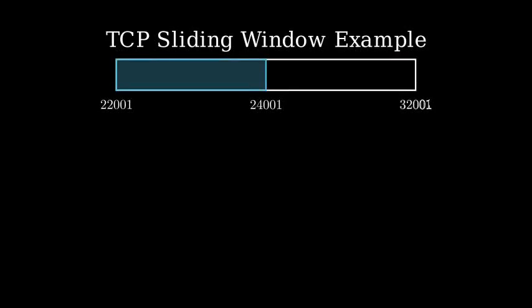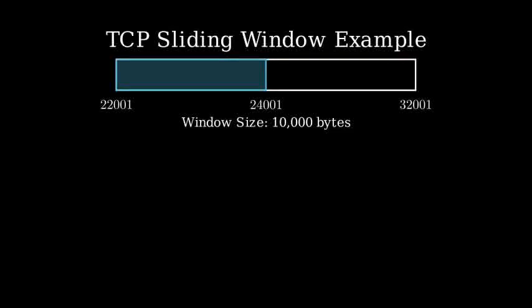Let's visualize how a TCP sliding window changes when receiving a new acknowledgement and window size advertisement. Let's first look at the initial state of our TCP window. We start with a window size of 10,000 bytes, and the last acknowledgement number was 22,001.